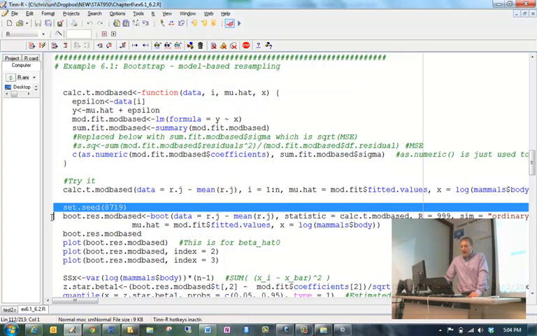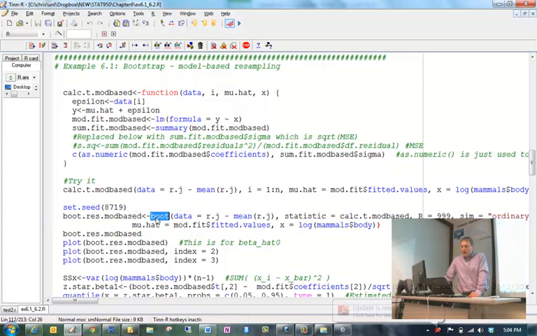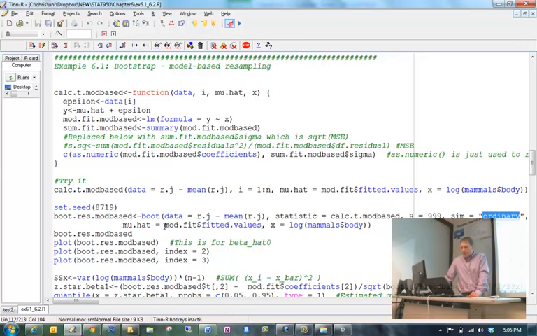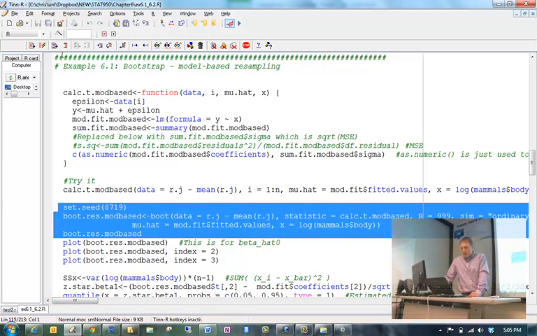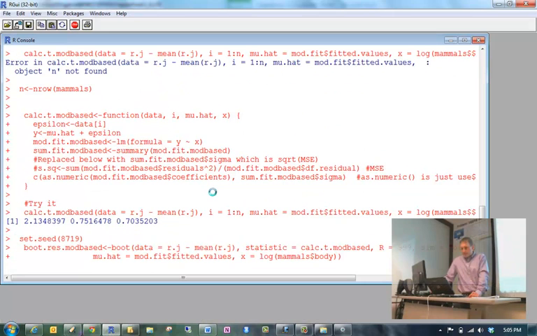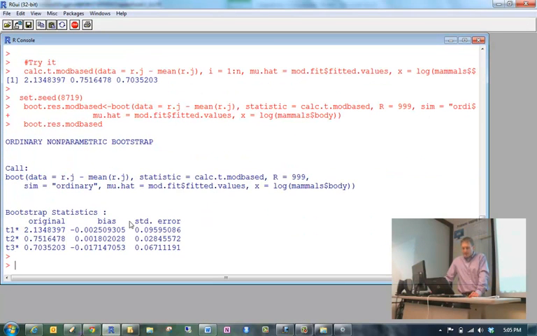Okay, so I set a seed. Now I'm going to use the boot function. I'm going to save the results in boot.res.modbase. Notice what I have for the data argument: rj minus the mean of r.j. Here's my statistic, number of resamples, nonparametric sampling. I pass in there my mu hat and also my x's as well. So let's run this. And there we go. Notice how these estimates are exactly the same as what we had up here.